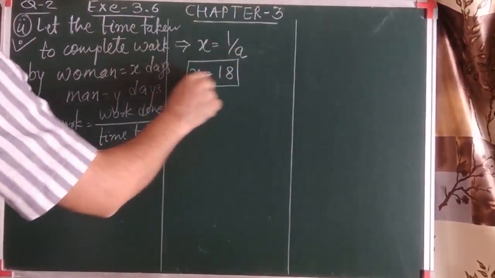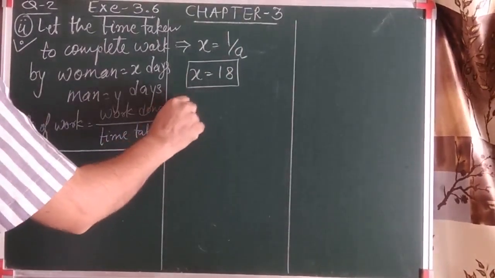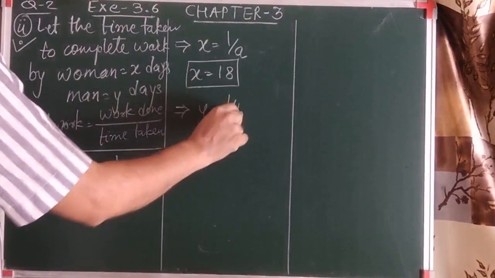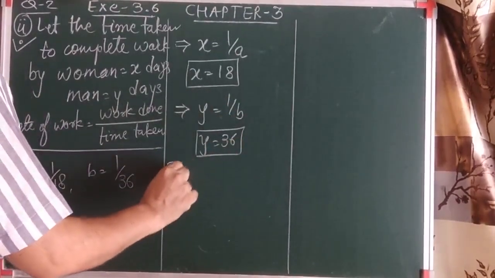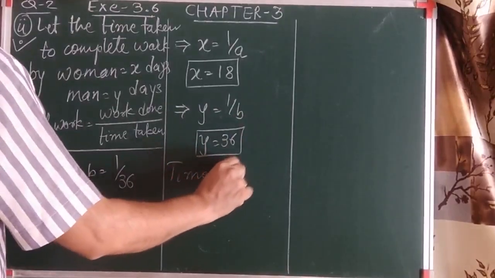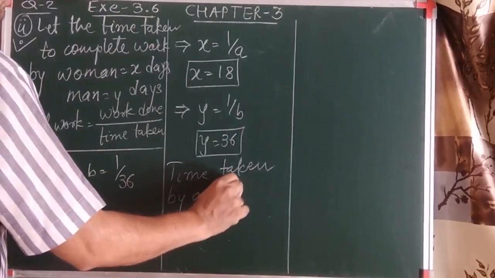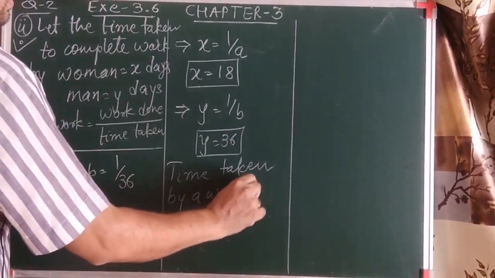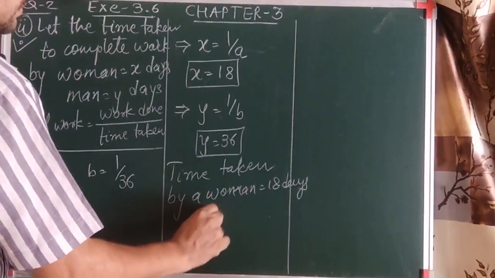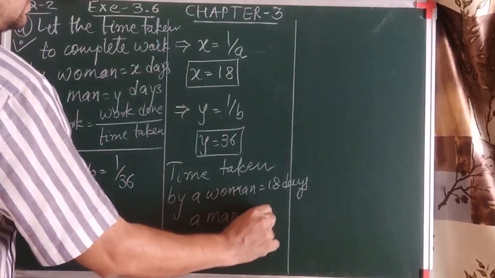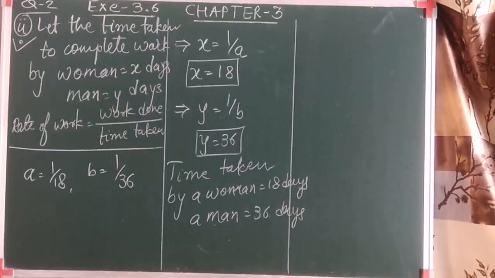So we can say that the time taken by the woman to complete the work is 18 days. And we know y is equal to 1 upon b. So y is equal to the inverse of b, that is 36. So we can say that the time taken by a woman, as we supposed x for that, is 18 days, and a man, as it is y, is 36 days. So this was an important question. Please refer to this question again.